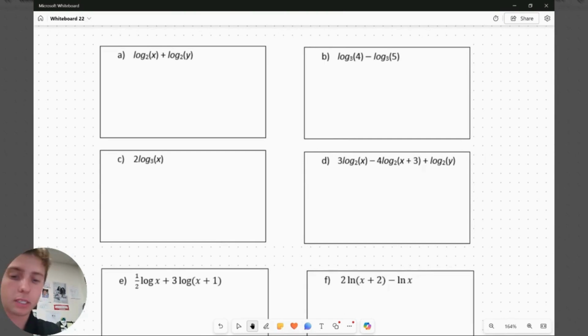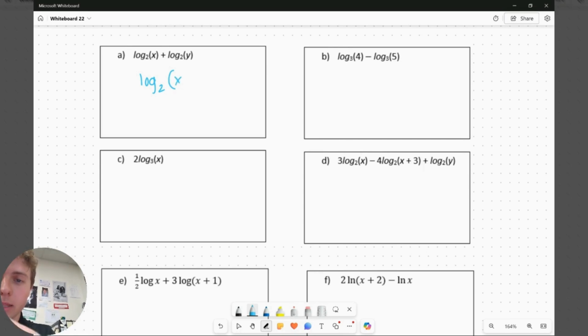Okay, we can do the opposite. We can reverse that property and condense the logs. Both these logs are the same base, so I can make them one log. Log base 2. They were adding in between the logs, so that meant these logs were multiplying. X and Y were multiplying on the inside.